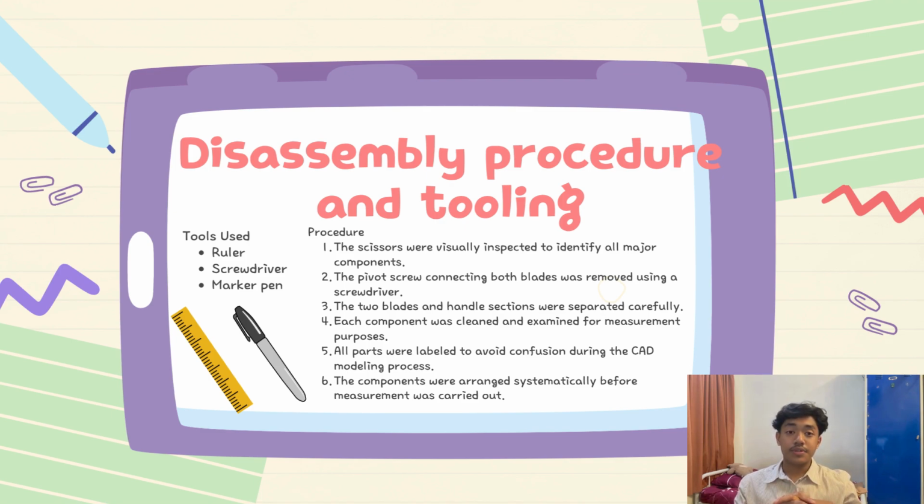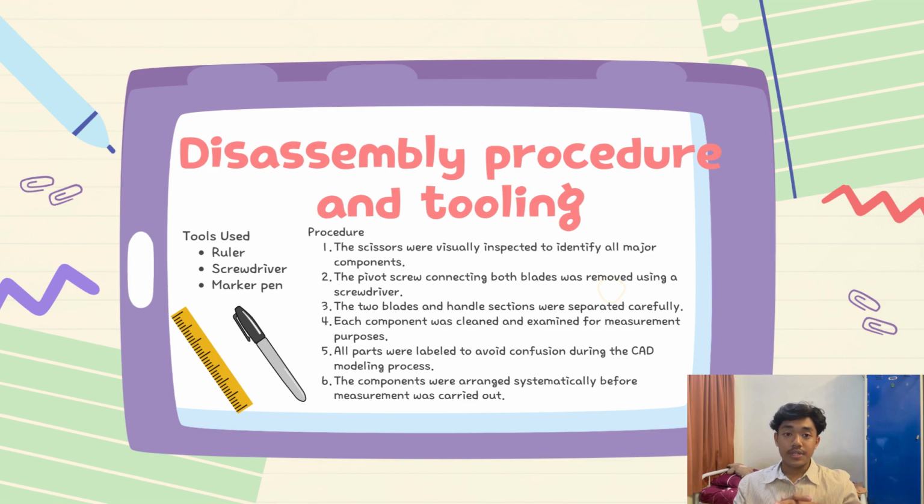Secondly, the pivot screw connecting the blades was removed using the screwdriver. Thirdly, the two blades and handle sections were separated carefully. Fourth, each component was cleaned and examined for measurement purposes.